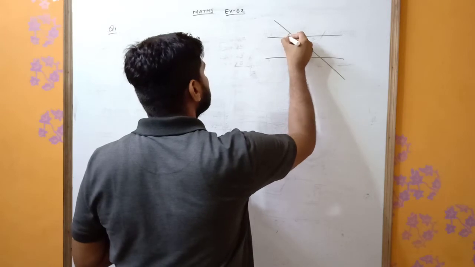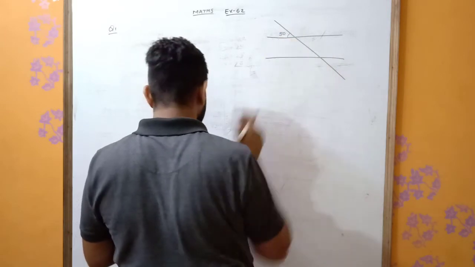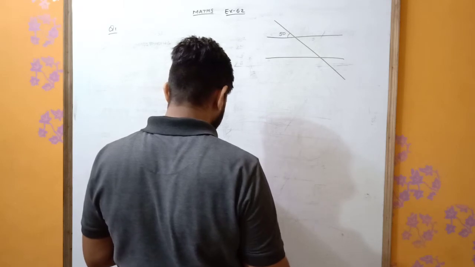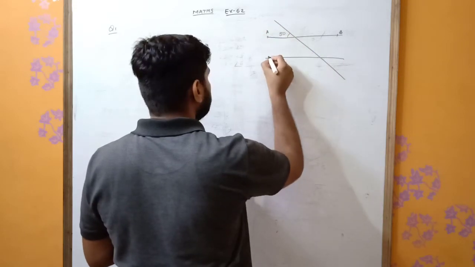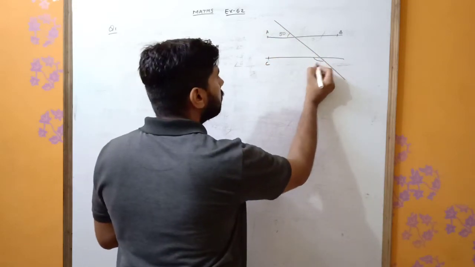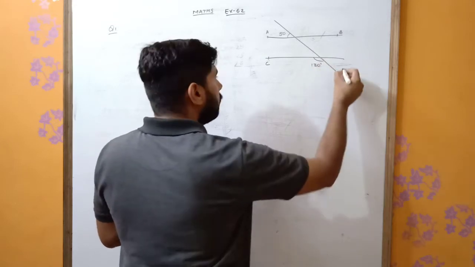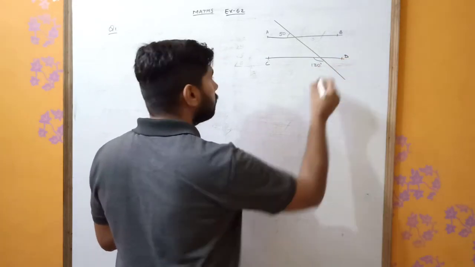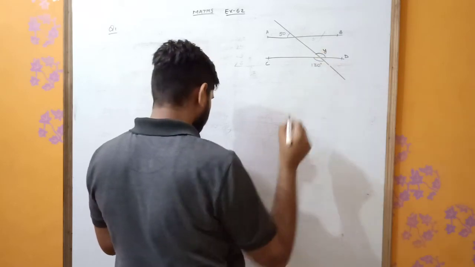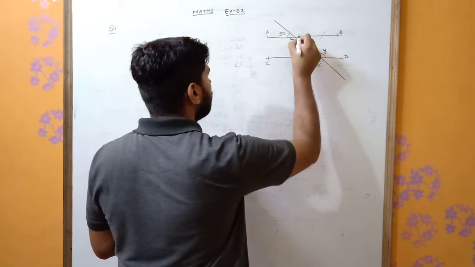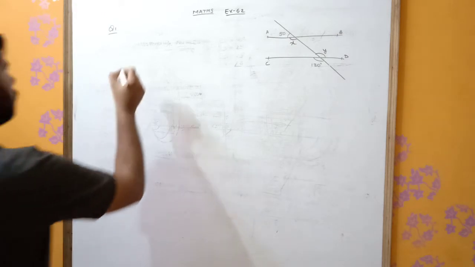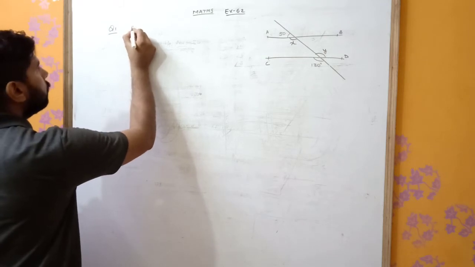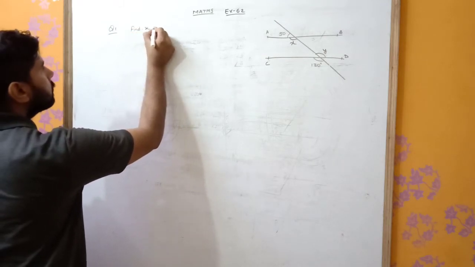So it is given this angle is 50 degree. This one is B, this one is A, this one is C, and this angle is 130 degree, and this side line is, and this angle is Y, and this angle is X. So the question is find the value of X and Y and then show that AB parallel to CD. So we have to find X and Y.